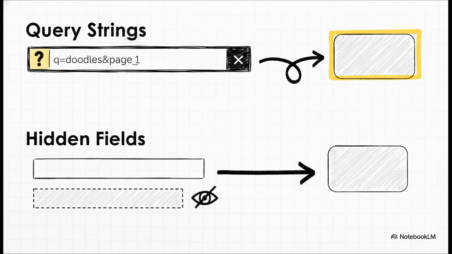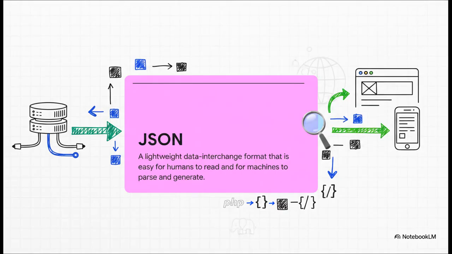with $_POST. So we have all this data, but how do we package it up to send it between the server and the browser? We need a common language, right?